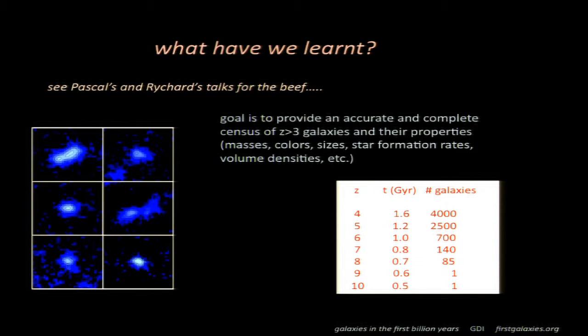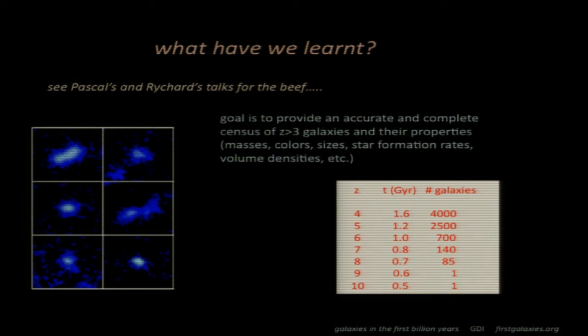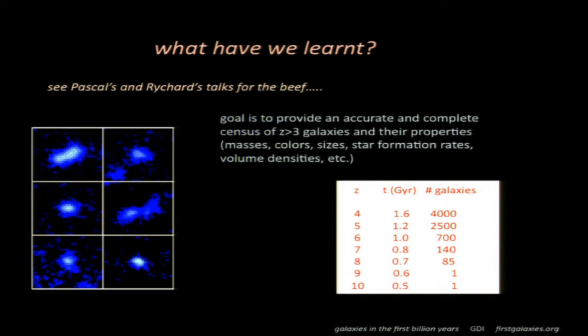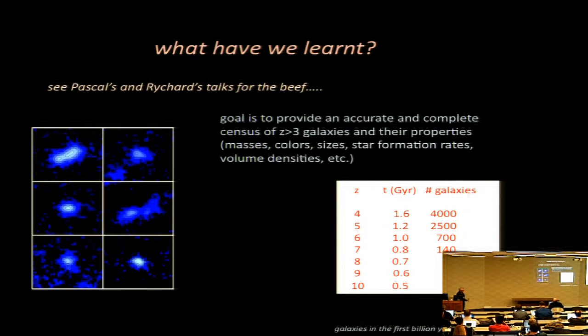So what have we learned? Let me walk through this and just give some highlights, and Richard and Pascal will give more details. But the goal is to gain a quantitative census of galaxies at high redshift. Redshifts greater than 3 from these deep fields, wide fields, clusters, whatever we can. We're agnostic as to the source of data and the type of the data. Whatever is valuable will go in there and be used. And the samples are getting very large. Thousands of galaxies at redshifts 4 and 5, and hundreds at even 7 and 8.